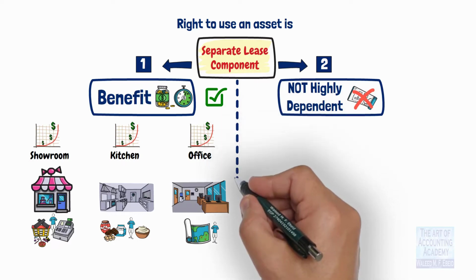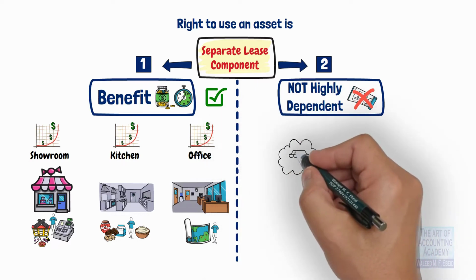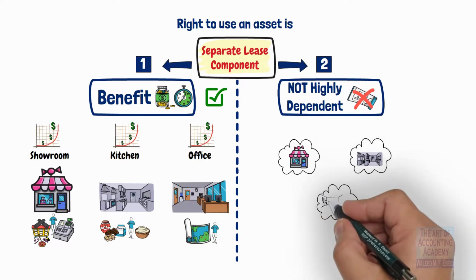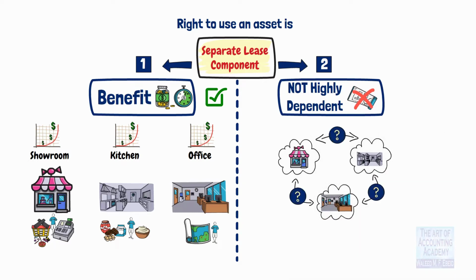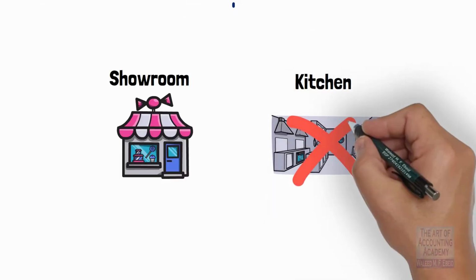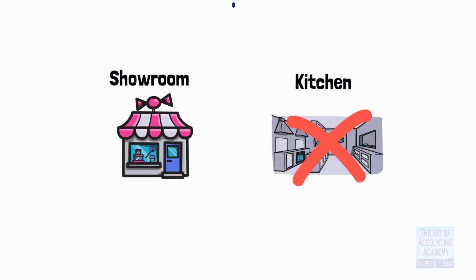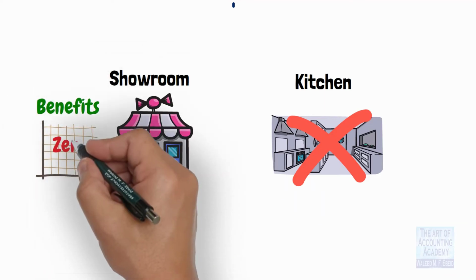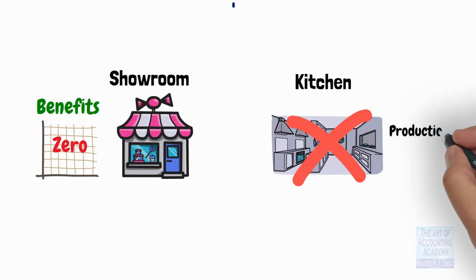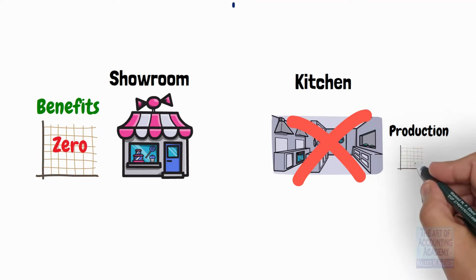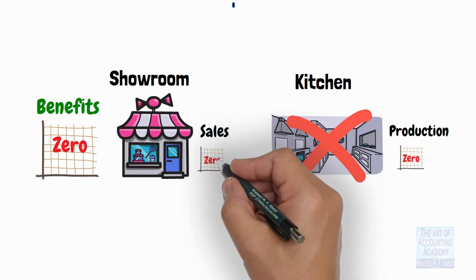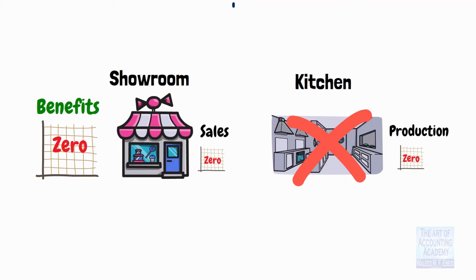Now for the second criterion. The question is, are the leased assets in the lease agreement highly dependent or highly interrelated? Let's see. If the lessee decided not to lease the kitchen, this decision for sure will affect the lessee's ability to derive any benefits from the showroom, because without the kitchen, the lessee cannot produce, and will have nothing to sell through the showroom, which renders the showroom useless.